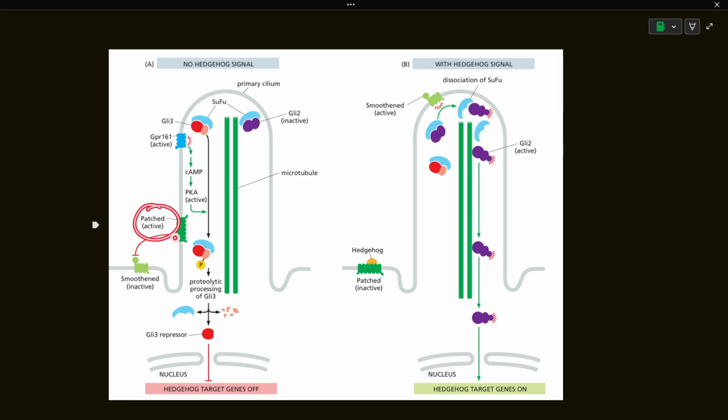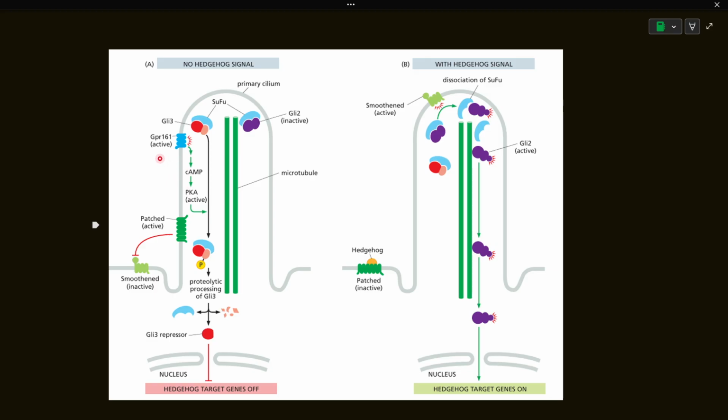This Patched receptor inhibits the smoothened receptor by transporting away the cholesterol molecules that are present on this membrane part. So the plasma membrane cholesterol cannot interact with the smoothened receptor, because it is being transported either into the extracellular matrix or into the endosomes by the activated Patched receptor, and that is going to inactivate or inhibit the smoothened receptor. So this is going to result in the activation of the G protein GPR161, which is present again over the cell membrane part of the primary cilium.